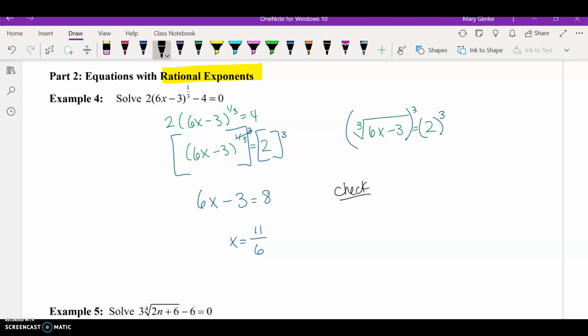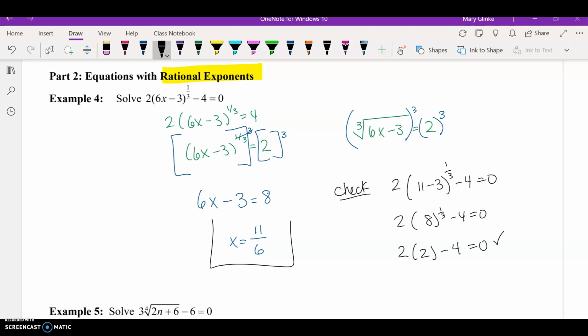And when we check our answer here, we're going to go back and plug it into our original equation. So 6 times 11 over 6 becomes 11. So we get 2 times 8 to the 1/3 power. Now 8 to the 1/3 power is the cube root of 8, which is 2. So 4 minus 4 does equal 0. So x equals 11/6 is the correct answer.